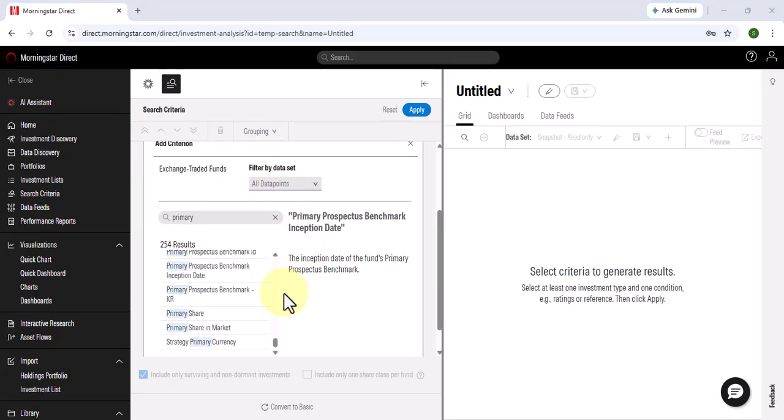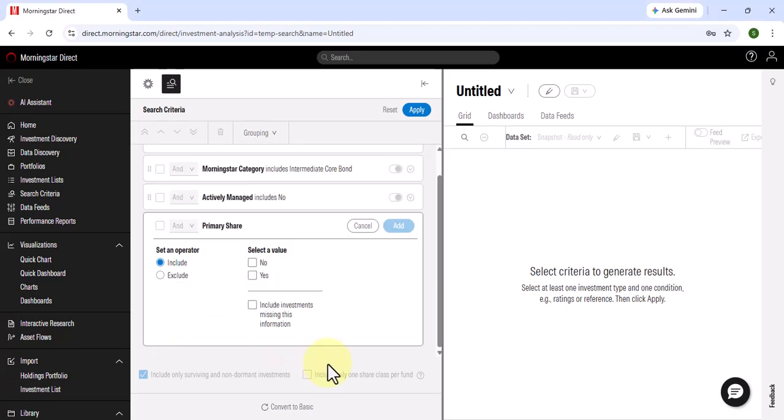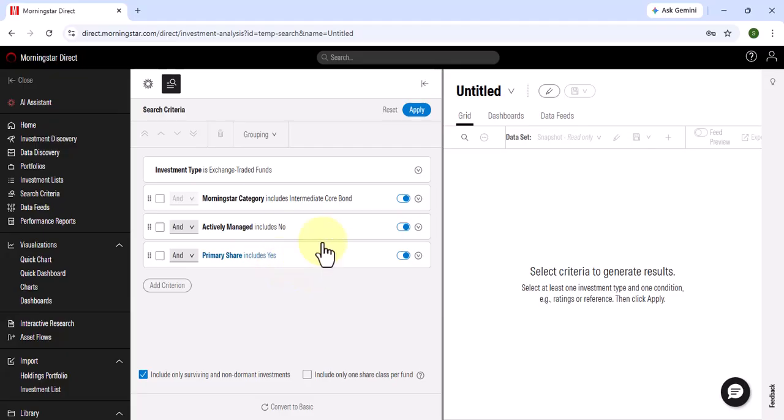And so I want to select yes. And so that's going to be all of the binary variables I have for now to exclude and reduce the number of funds that I'm looking at. So I'm going to select apply.